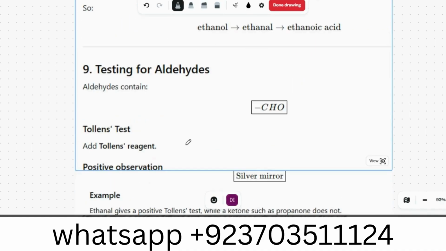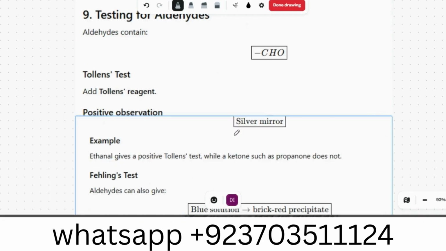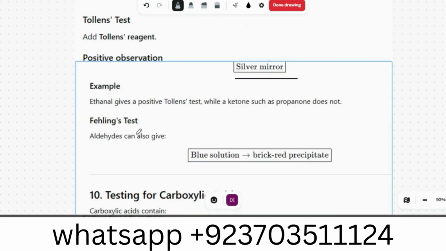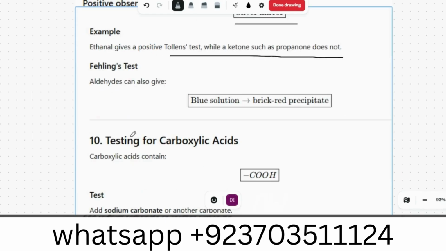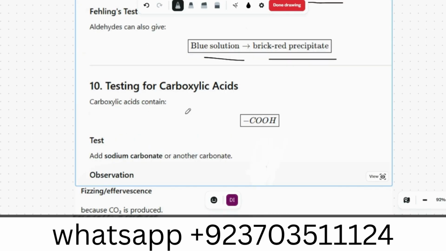Testing of aldehydes. Aldehydes contain the CHO group at the end. For the Tollens test, add Tollens reagent. The observation is a silver mirror. For example, ethanal gives a positive Tollens reaction while ketones such as propanone do not. In the Fehling test, aldehydes turn the blue solution to a brick red precipitate.